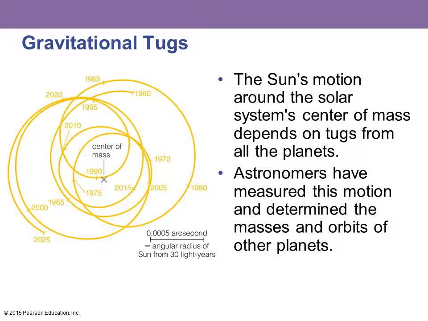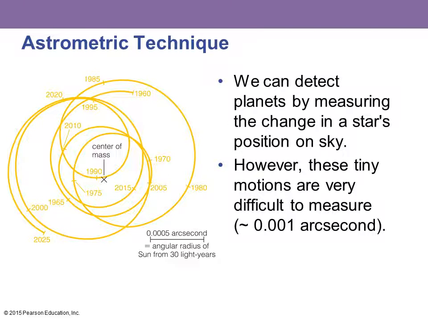Now take all of the planets. The Sun's motion around the solar system's center of mass depends on the tug from all those other planets, including Earth. So astronomers have measured this motion and determined the masses and orbits of other planets doing the same thing. It's called the astrometric technique. We can detect planets by measuring the change in a star's position in the sky. However, the motions are very, very small and very difficult to measure. And of course, the farther out you go, the harder it is to measure that movement.